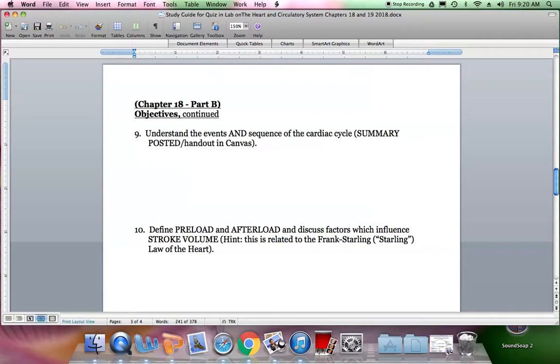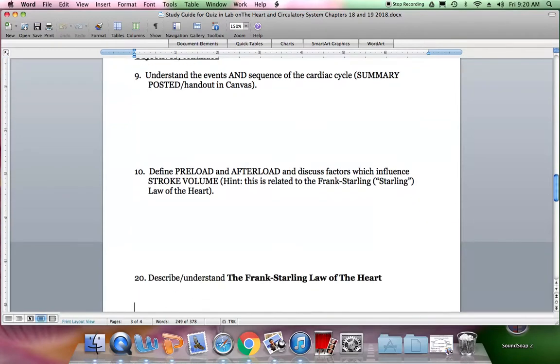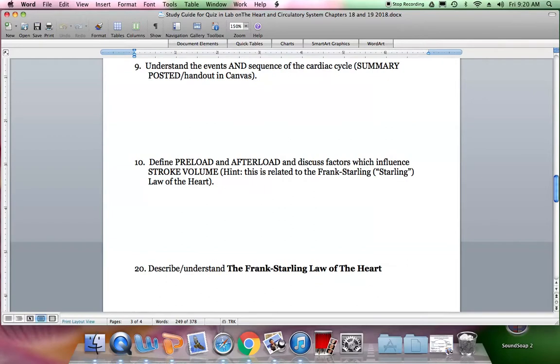And this is named after Dr. Frank and Dr. Starling. Sometimes it's just called the Starling law of the heart. Okay, and there we go. Number 20 is the Frank-Starling law of the heart, and it's all related. They primarily talked about preload and the stretch of the muscle fibers. There is an ideal amount at which muscle fibers are stretched, where they can contract most effectively.